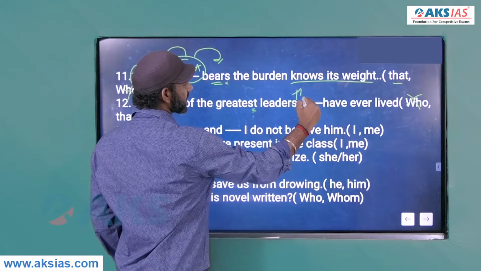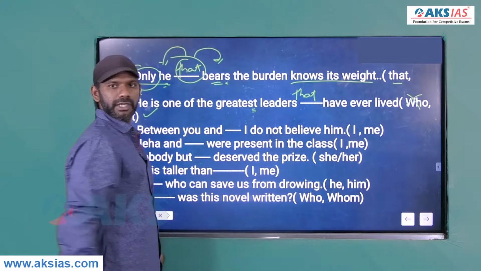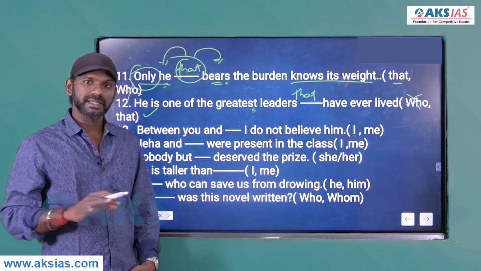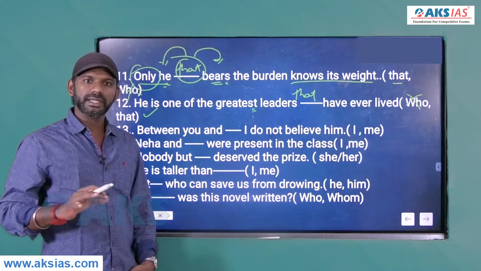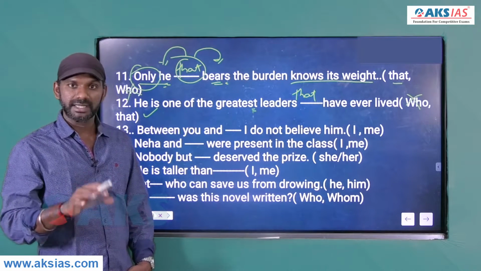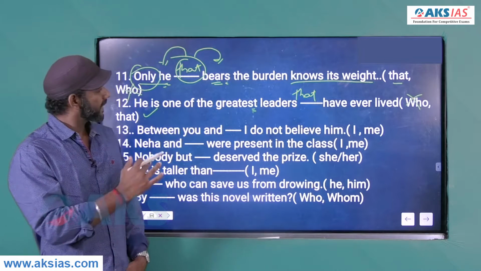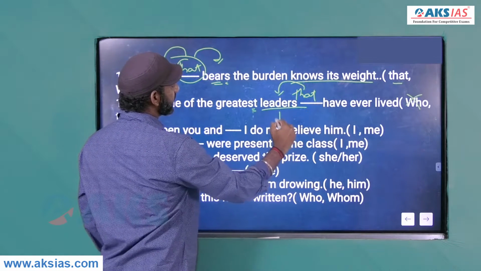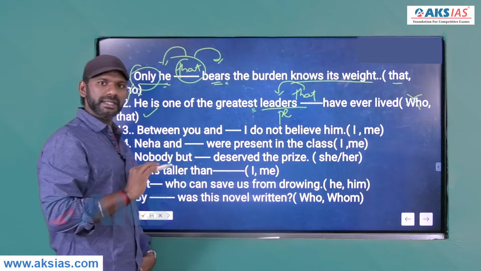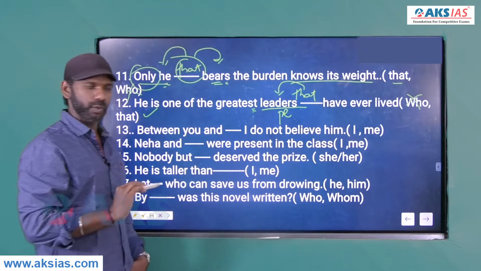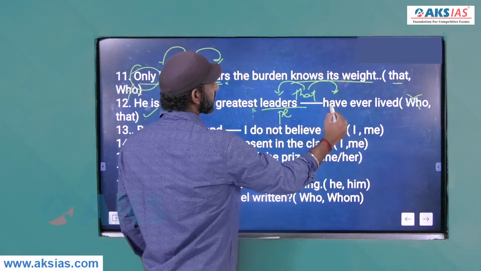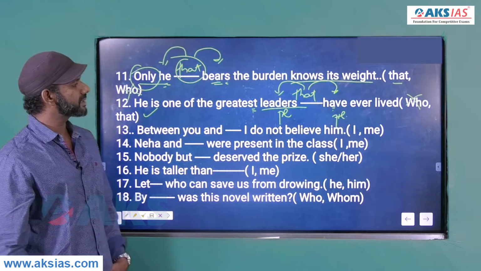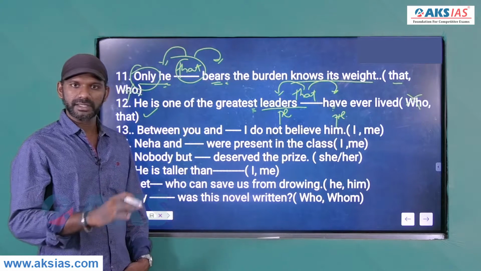He is one of the greatest leaders that have ever lived. The meaning of this sentence is that many great leaders lived, and among the greatest leaders that lived, he is just one among them. That is a relative pronoun. The noun that comes immediately before that is leaders, plural. So the verb that comes immediately after that must also be plural. The verb that comes immediately after that is have, which is a plural verb. So he is one of the greatest leaders that have ever lived is grammatically fine.